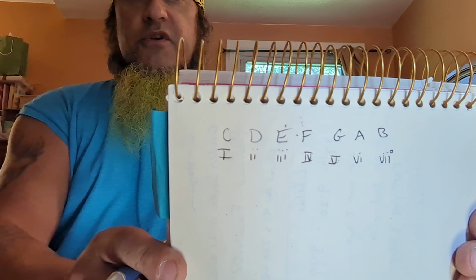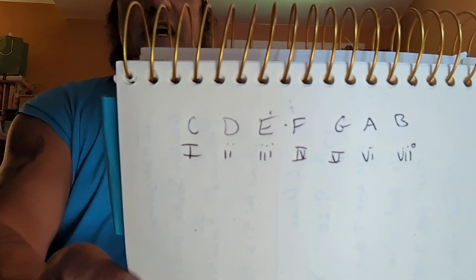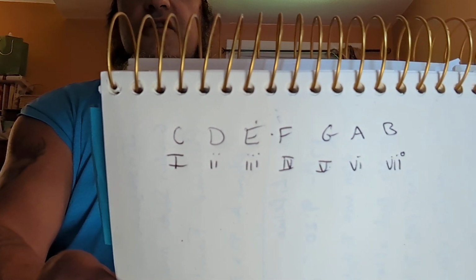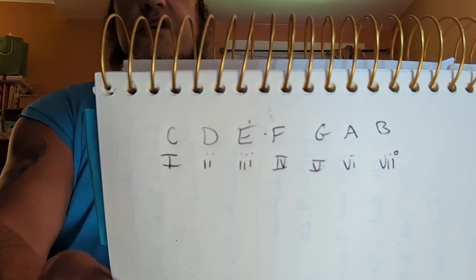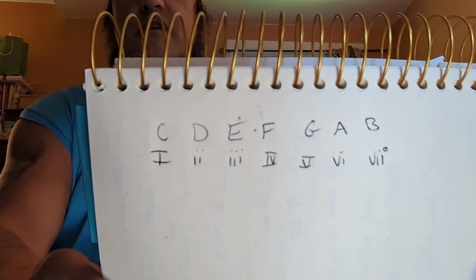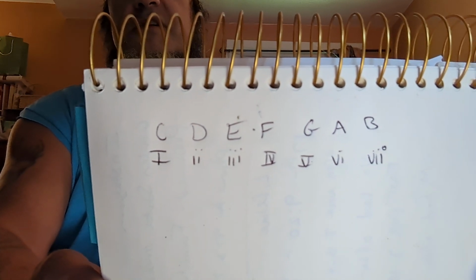Here's how your Roman numerals will look, because that is how they're written in music theory. You see the little circle above the 7 there in the corner? That's where it goes, up in the corner all the time, top right corner of your 7. That tells you this is diminished.